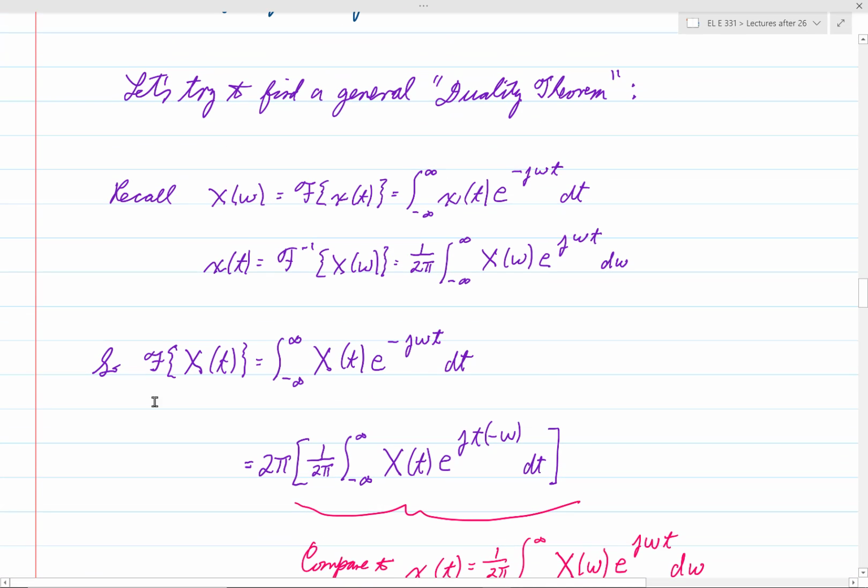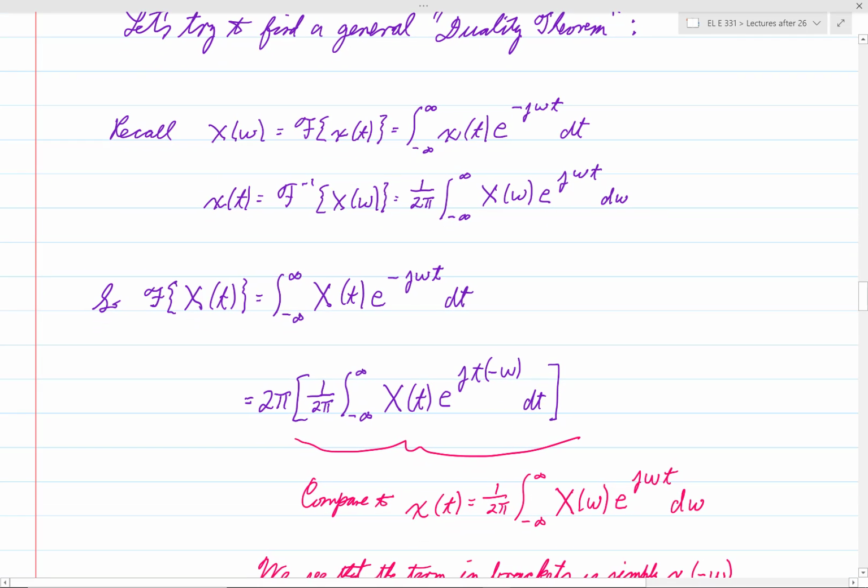Okay? So again, now we're taking the Fourier transform of capital X regarded now as a function of t. Well, we just use the usual Fourier transform formula. That's the integral minus infinity to infinity of capital X of t e to the minus j omega t dt. But then what I'm going to do is out front, I'm going to put a 2 pi, and then I'll have to put 1 over 2 pi. That's just like multiplying by 1, so that's not a problem.